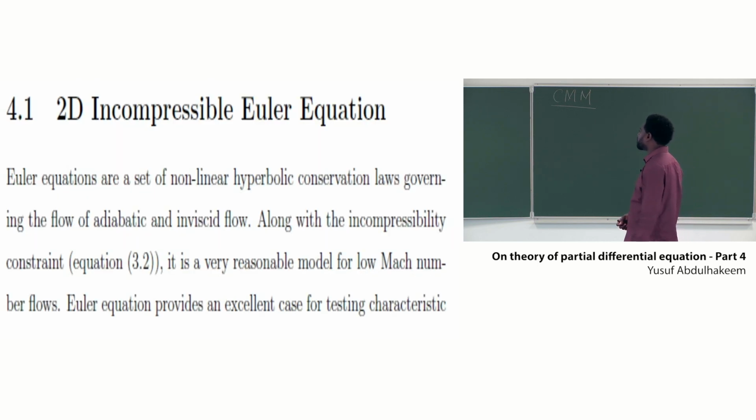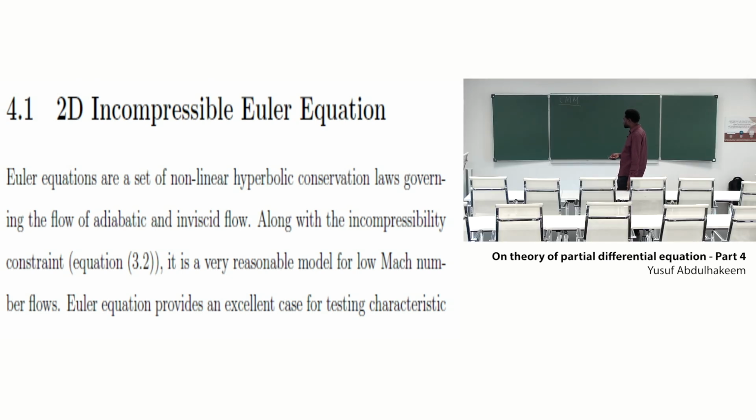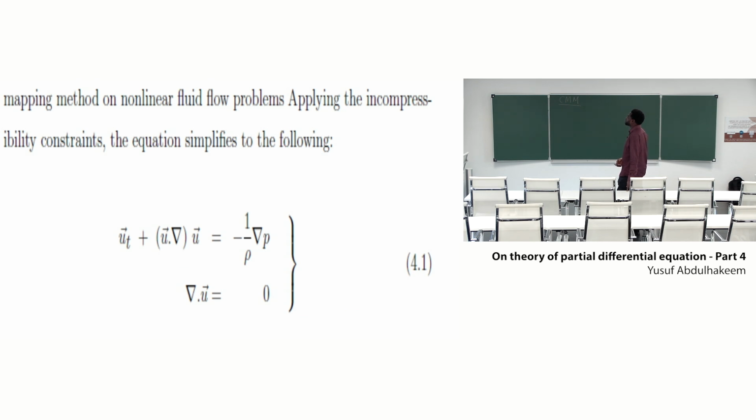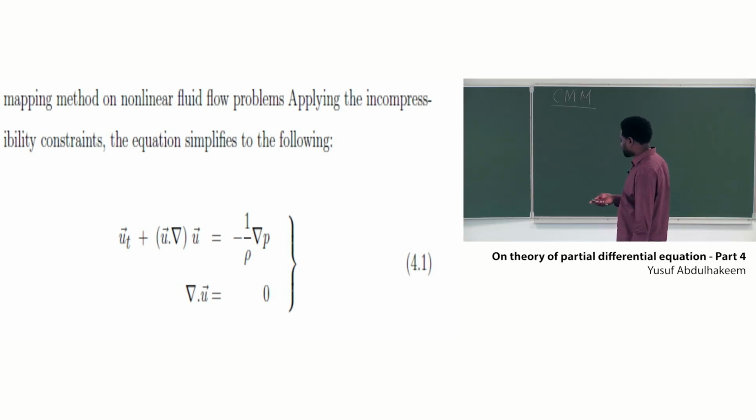Then let us look at the 2D incompressible Euler equation. Euler equations are a set of nonlinear hyperbolic conservation laws governing the flow of adiabatic and inviscid flow, along with the incompressibility constraint. It is a very reasonable model for low Mach number flow. Euler equation provides an excellent case for testing the characteristic mapping method on nonlinear fluid flow problems. Applying the incompressibility constraint, the equation simplifies to the following, which is what we have here.